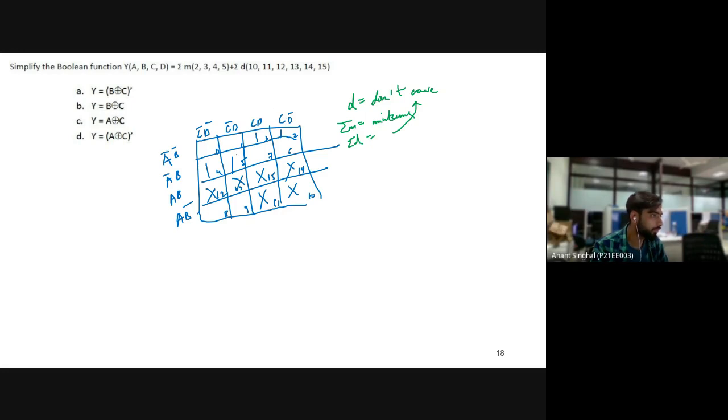So one of the chords will be this, and one of the chords will be this. Let me try to change the color. So I'll shade it. One is this, and one is this. So if I try to cover it, it will be nothing but A plus A bar into B plus, oh sorry, not plus. Someone has opened the microphone. Please mute it.